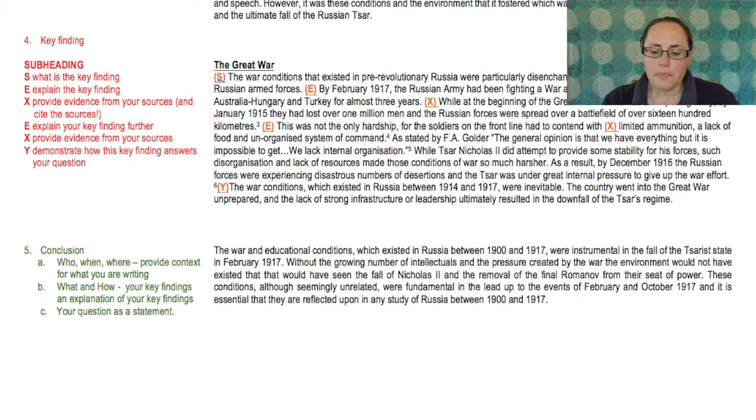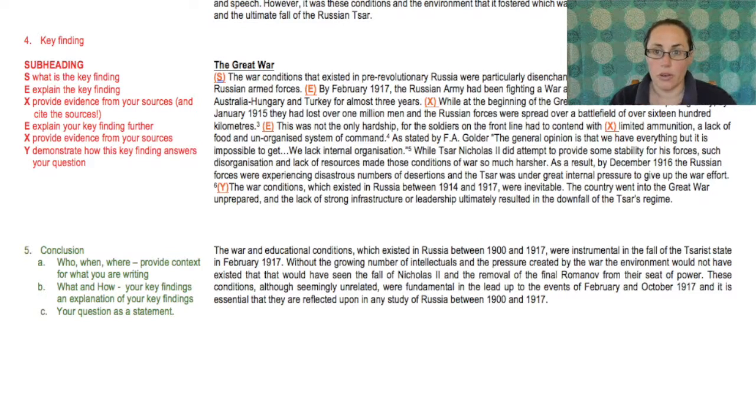The conclusion is one of those things that's kind of like the introduction. It provides the same sort of evidence, the same sort of ideas, however it's just reworded. So again, the first sentence should have who, when and where. The next sentence should have what and how. And the last sentence should be your question as a statement.